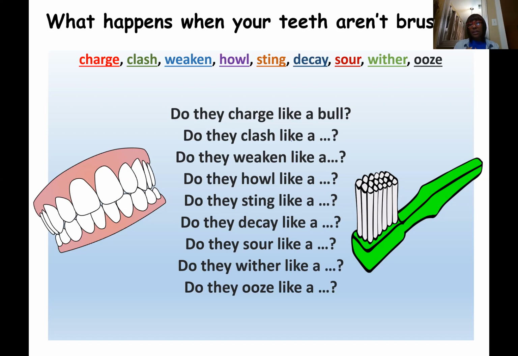Now you are responsible for finishing our simile poem. Do they clash like a...? What clashes in your mind? Think of anything that you can use to answer that question, but we're all using the words clash and weaken, so what clashes or weakens in your mind? What howls? What stings? What decays? What sours? What withers? What oozes? And you can complete your simile poem.